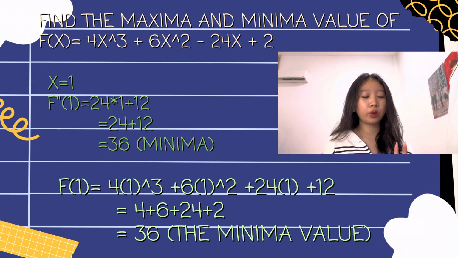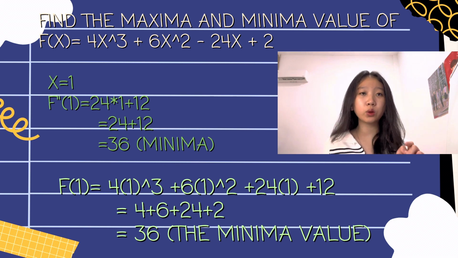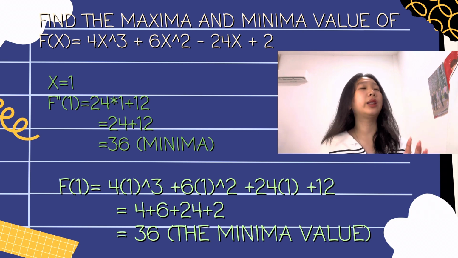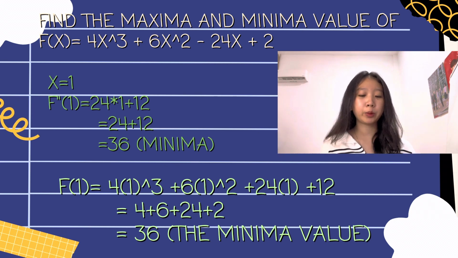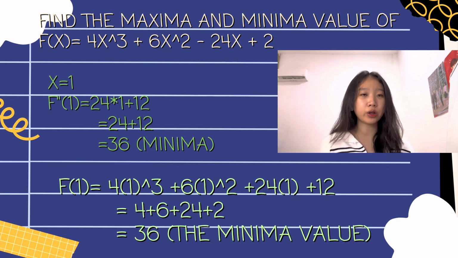For the second x that we find from the factorizing, it was 1. So f'(1) equals 24 times 1 plus 12. It equals 36, which means more than 0, right? So that is considered the minimum. So the minimum score of f(x) is f(1), and we do the same thing as before: 4 times 1^3 plus 6 times 1^2 plus 24 times 1 plus 2. Then the minimum score is 36.